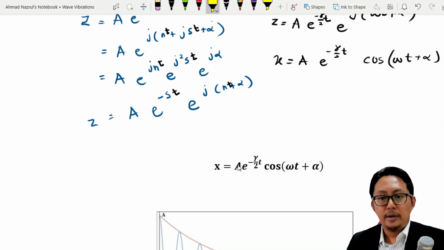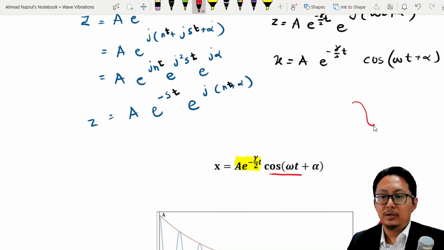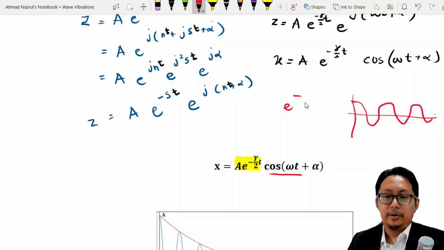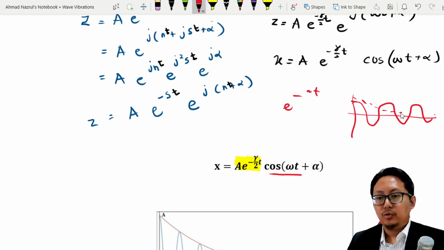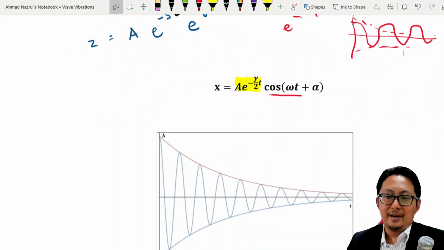This is a very interesting one because A exponential minus gamma T over 2 will become the amplitude, and this one is an oscillation. We know that cos omega T looks like this, with the amplitude always A. But right now we have an exponential minus something T, and it will reduce the amplitude of this graph. So this will create something like this.